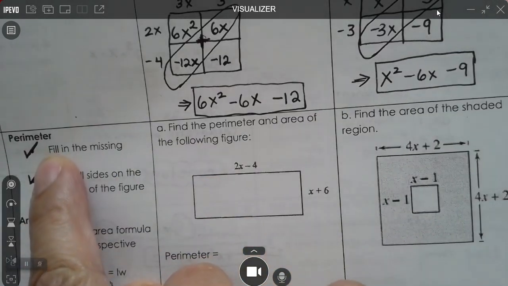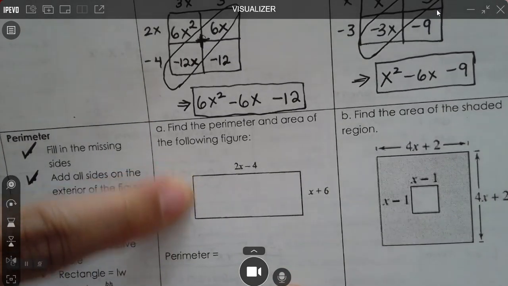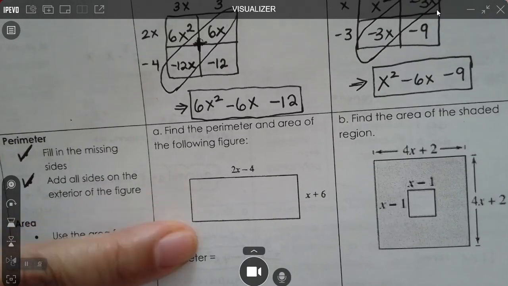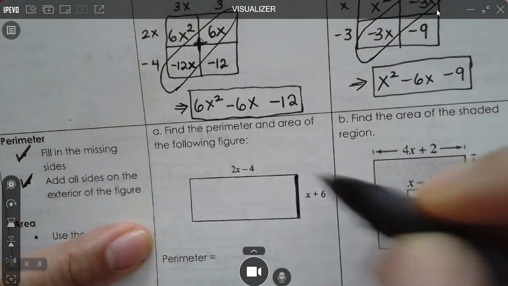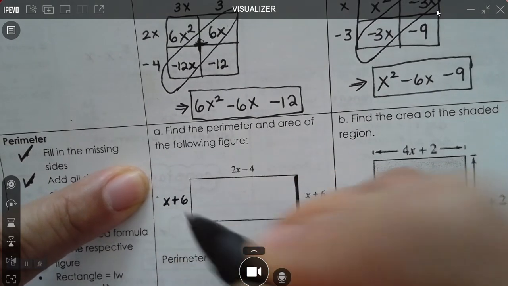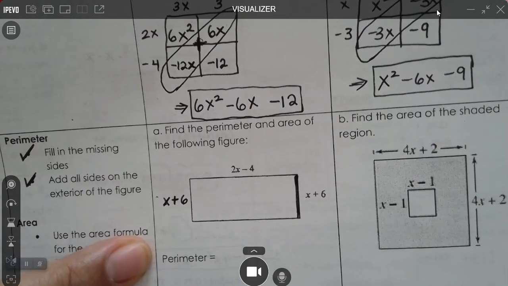So if I wanted to do the perimeter for this one, what's the first thing I need to do? Missing side. So how much is this side that's blank right here? It is not 2. Nope, it is the same as this one. So this one is also? Why? Because it's a rectangle. Opposite sides are equal in a rectangle, okay?